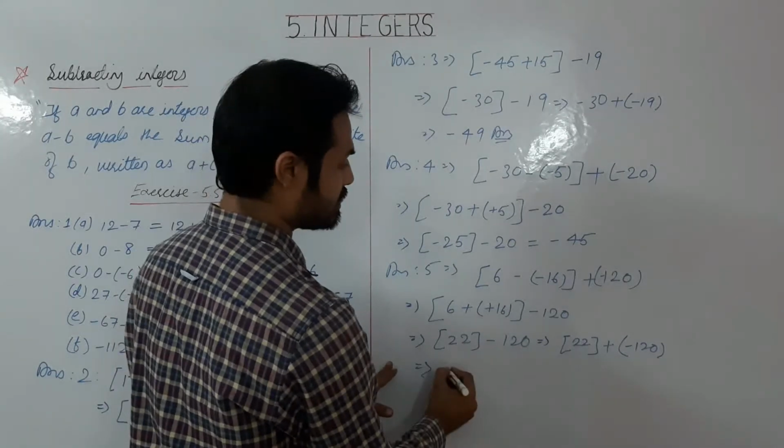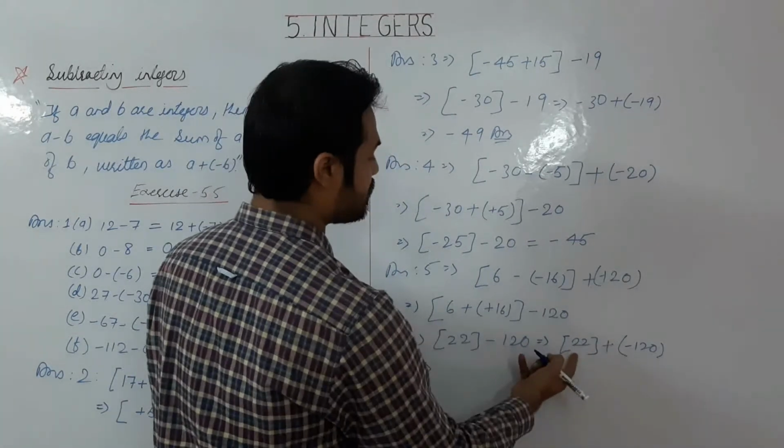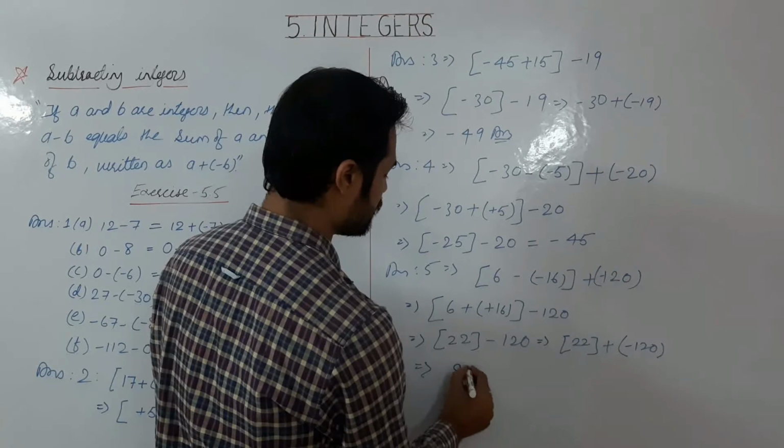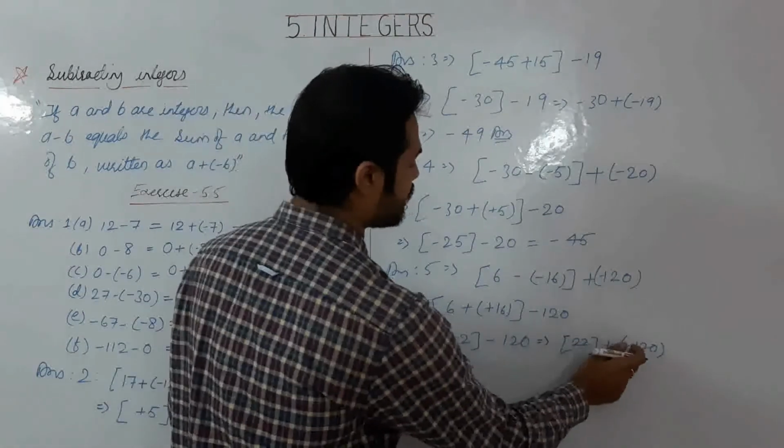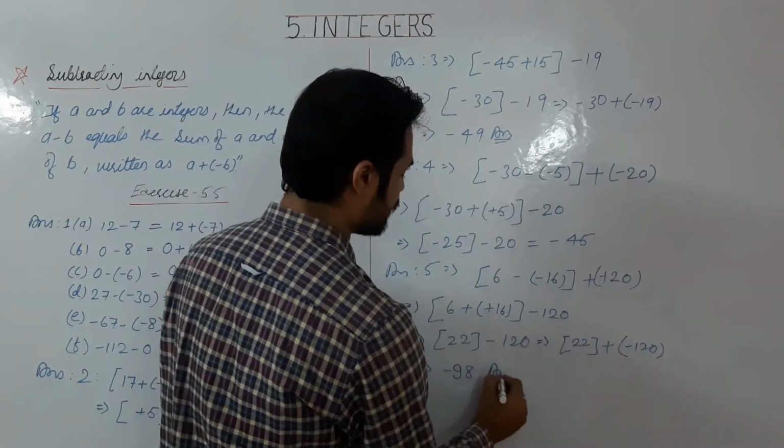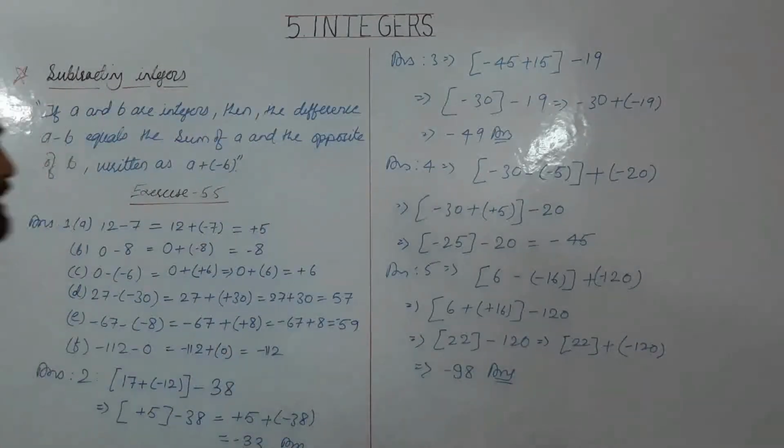So what is the answer? Final answer is 120 minus 22, 98, and the sign of the biggest or greatest number.